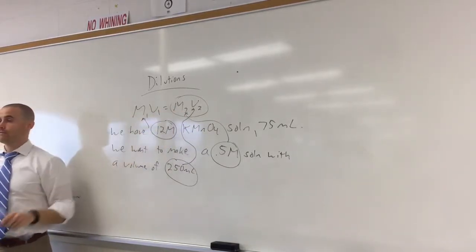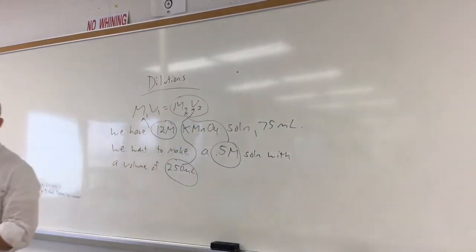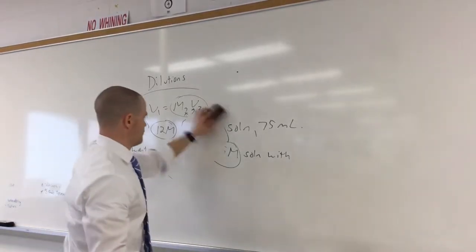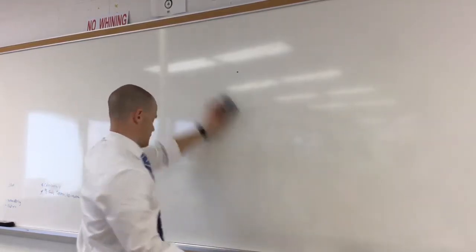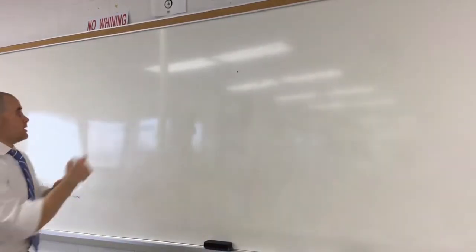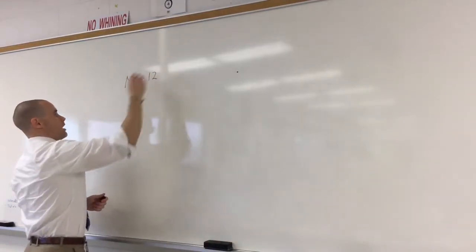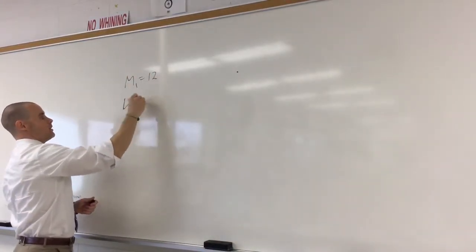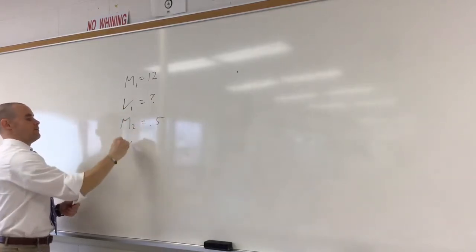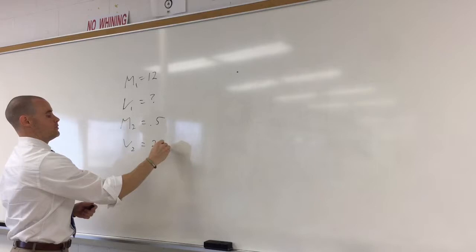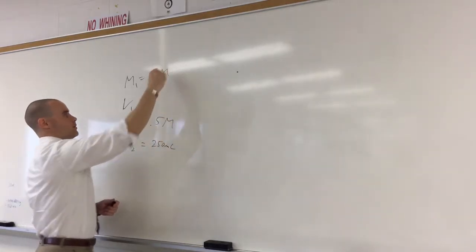What are we solving for? V1. Let me erase this and rewrite it. Okay? So M1 is going to be 12. V1, we don't know, or X. M2, 0.5. V2, 250 milliliters.